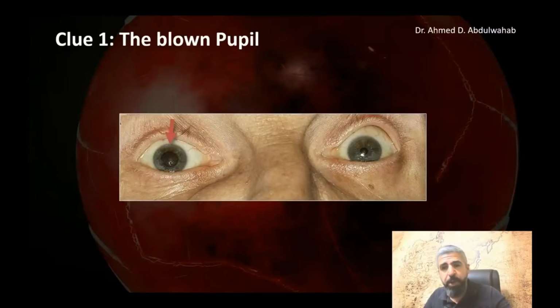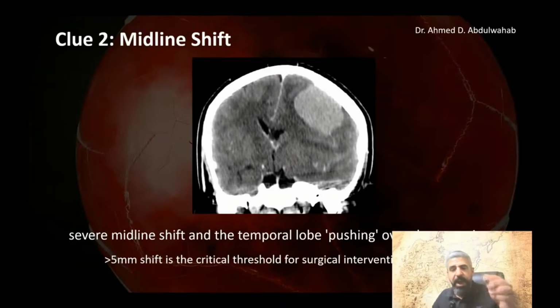Clue number 1, the blown pupil. You can see this pupil is widely dilated while this pupil is normal size. Now, let's go to clue number 2. It's called the midline shift. Look at the midline. It's shifted more than 10 millimeters. The midline is shifted here. The temporal lobe or the uncus, this one here, is being pushed down by this bleed, okay? This is our problem. It compresses the third nerve, the oculomotor nerve, the third nerve palsy, and that's why the pupil is blown. This is the final alarm for this brain.